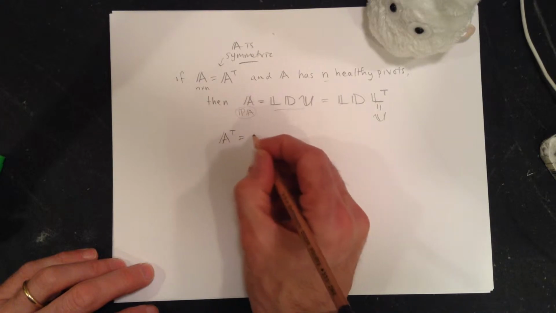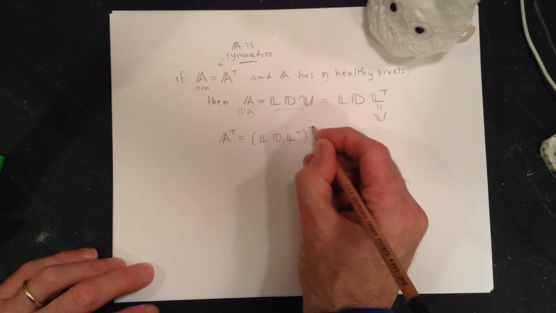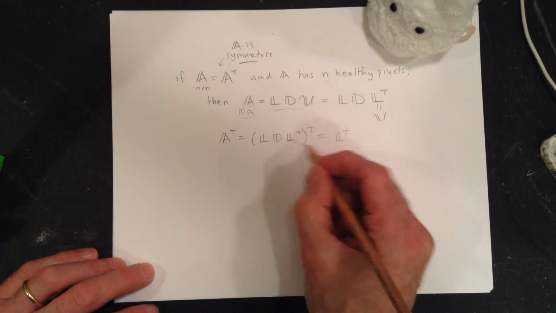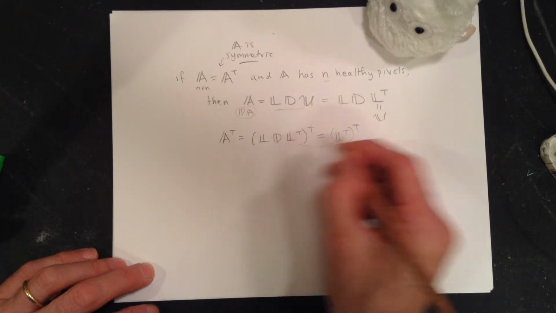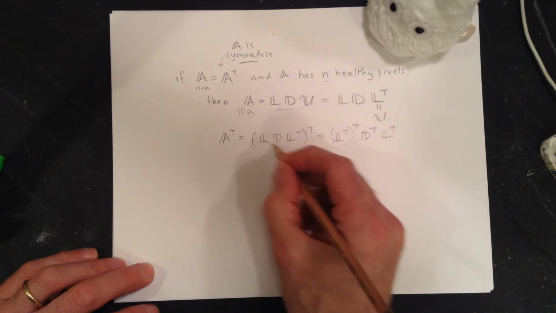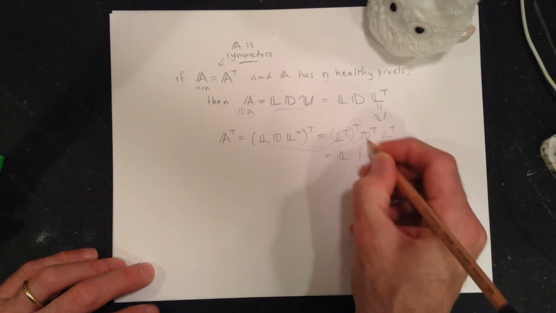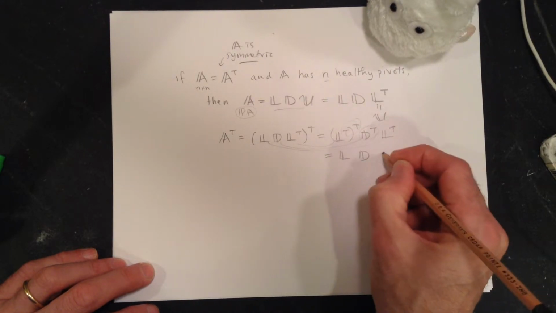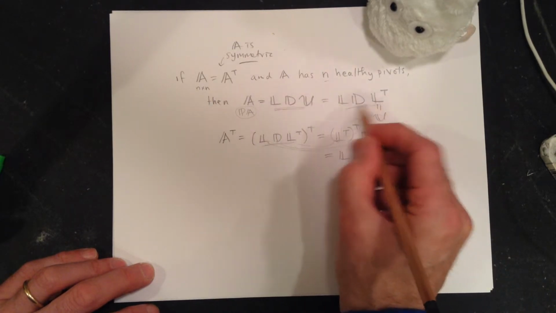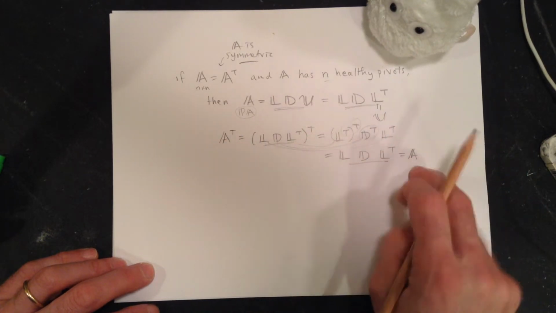So A transpose is equal to L D L transpose, transpose. And we have our rule, we're going to swap the order, reverse the order. So we get L transpose, transpose, D transpose, and then L transpose. Transpose, transpose, back to where we were. So L and D transpose, it's a diagonal matrix, so it's just D, L transpose. This is the same as what we started with, A. So A transpose equals stuff equals A.